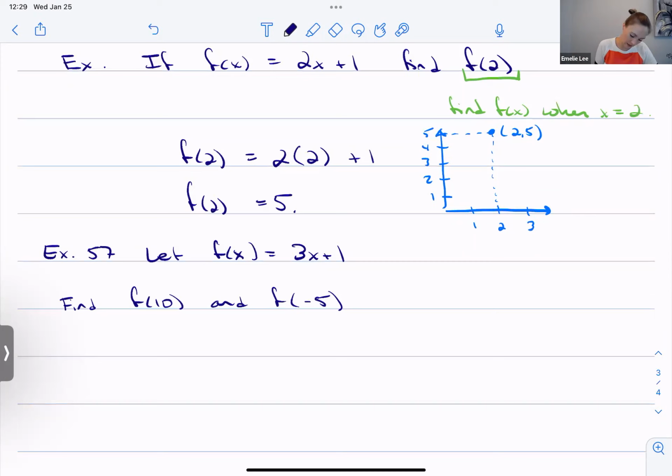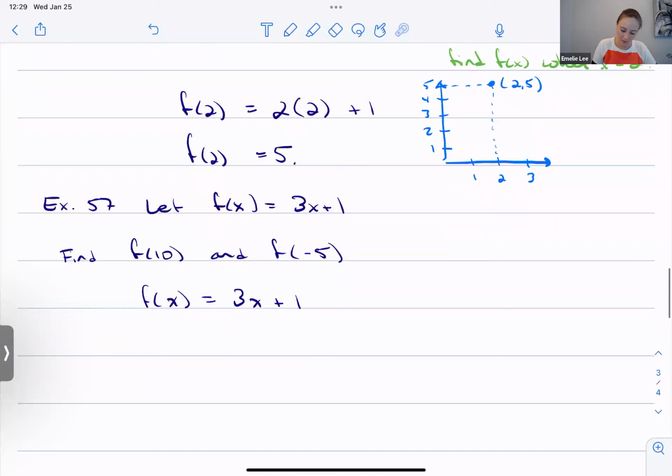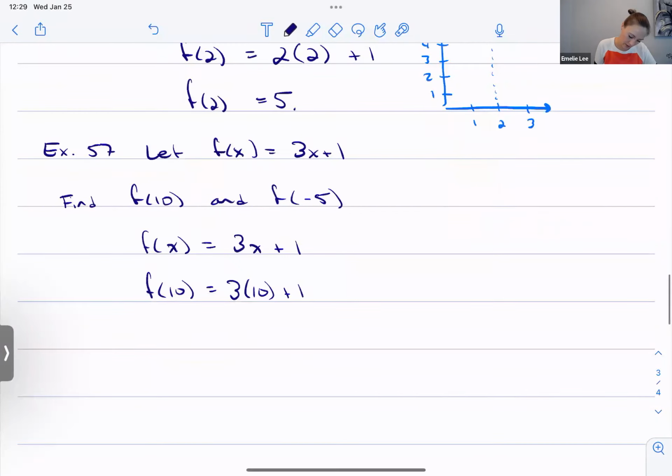Started on f of 10. Nothing crazy here. I like to just write out the original function at first, and maybe I shouldn't have 10 here. I should just have the generic x. And then below it, I'm going to fill in the values of x. So f of 10 is 3 times 10 plus 1. So f of 10 is 30 plus 1, which is 31.